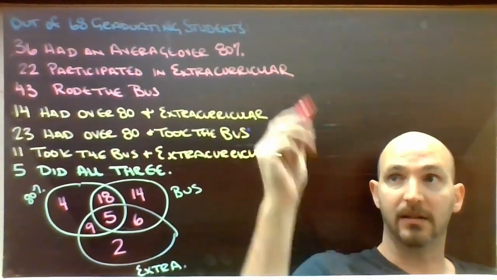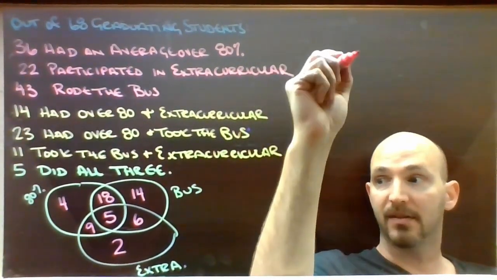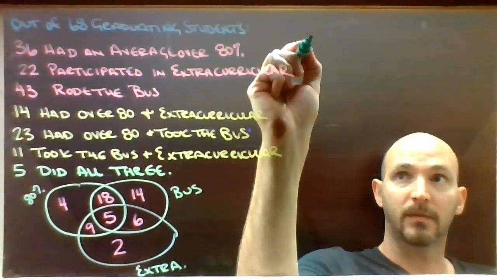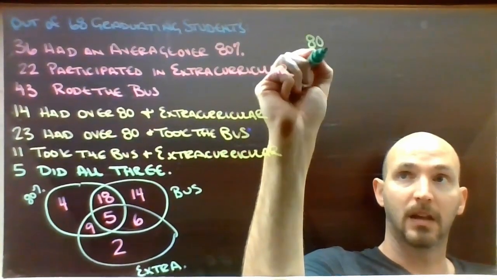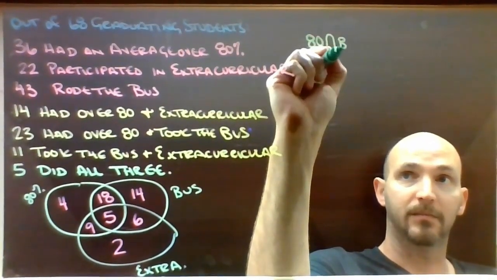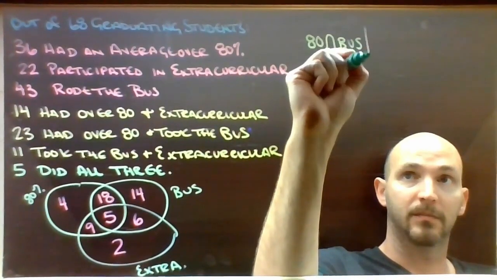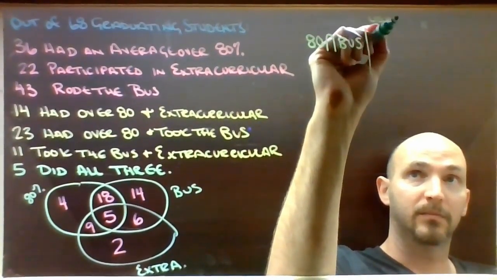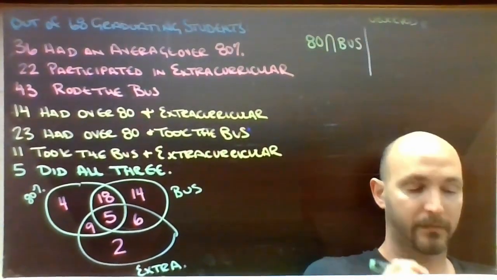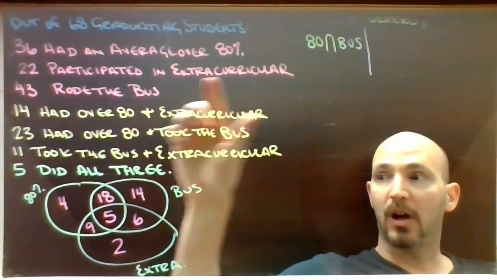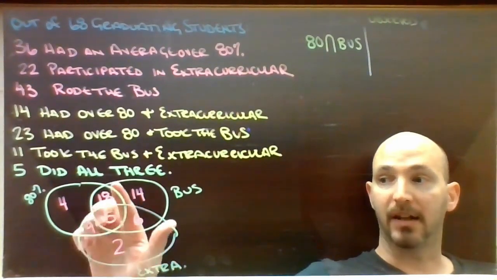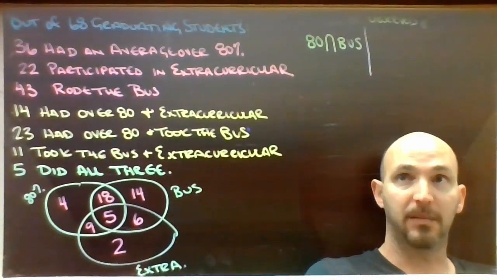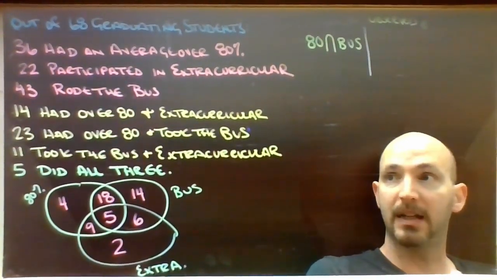So in my chart then, I'm going to have some combinations. So I'm going to do 80s. Now, observed, the people who got an 80 and took the bus are here. That's 23 out of the 68 people. So I'm going to jot that in there. 23 out of 68.